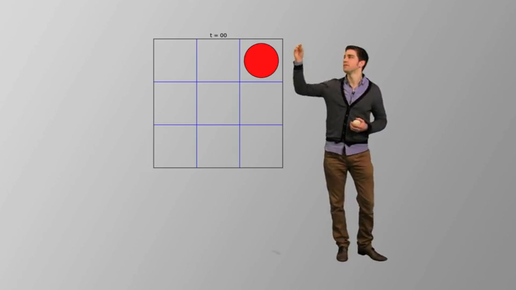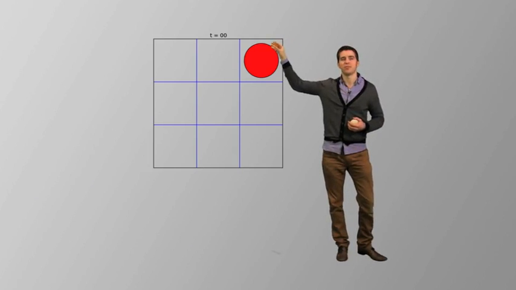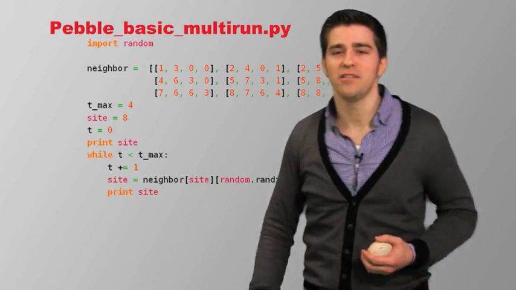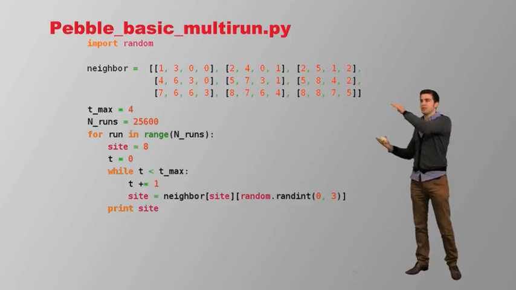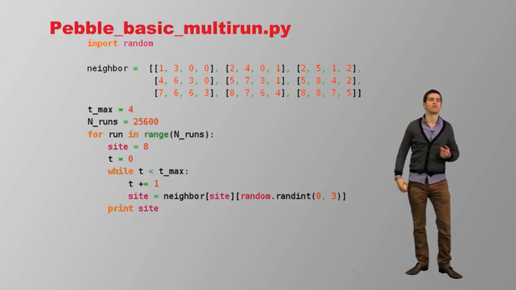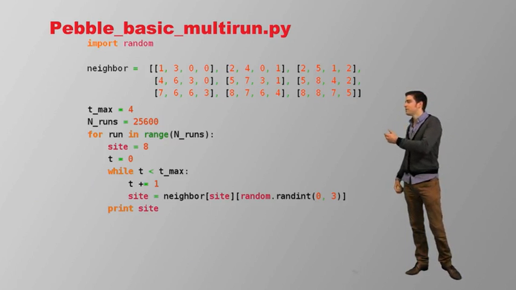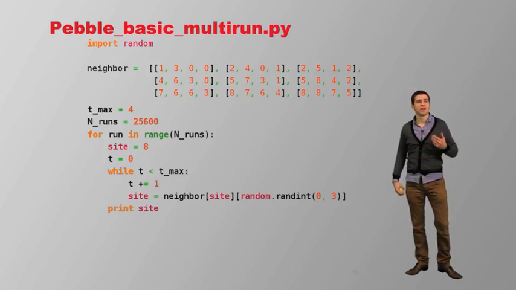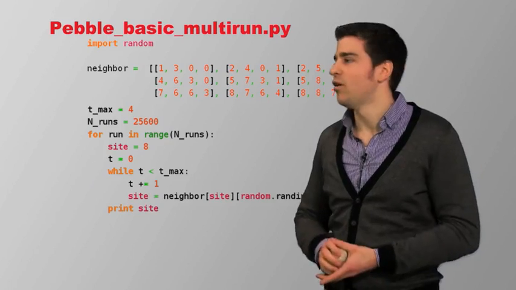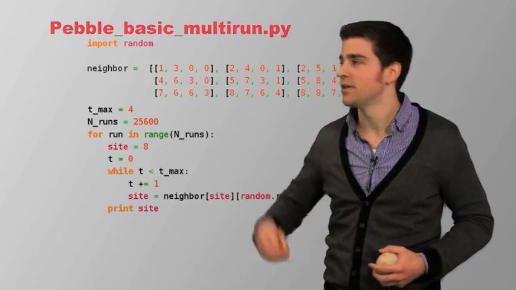Now let us modify a bit the simulation program for the 3x3 pebble game. Rather than having one very long run, we will now consider many runs, and each of the runs will start at site 8 in the upper right corner of the grid. Now this program contains an additional loop over the runs, and we have a total of n runs in the program. The program finally outputs the final position of the pebble at time t max. Output for t max equals 4 is shown here.